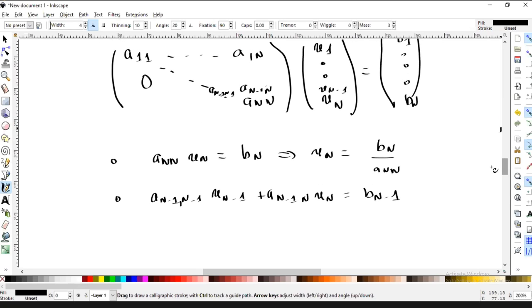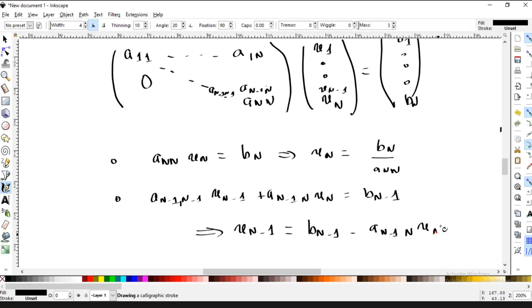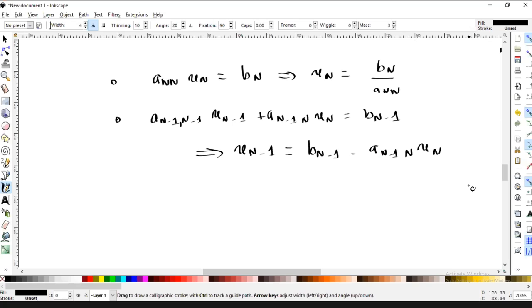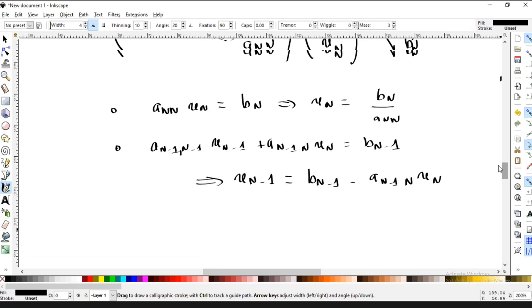So now I know xn, I can evaluate xn minus 1. I get that xn minus 1 is equal to bn minus 1 minus a(n-1)n xn, divided by a(n-1)(n-1). So that is solving a triangular system of equations.